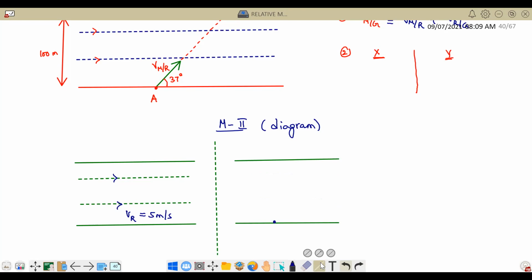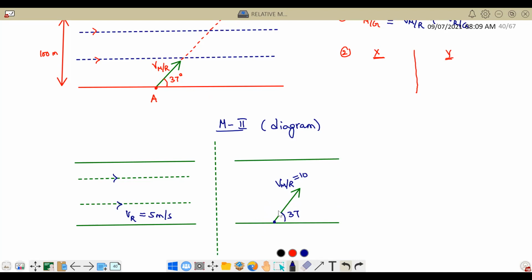Now the man is trying to swim in what direction? This is the velocity of man with respect to river. What is this angle? 37. How much is this value? 10. Correct? Are you able to understand that?